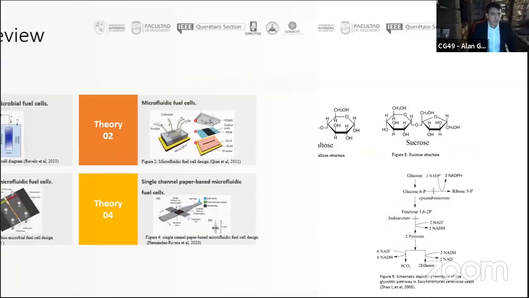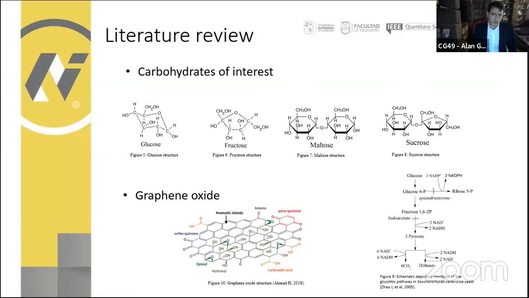Some more literature review. As I said, the carbohydrates that we're interested in consuming with our microfluidic fuel cell are glucose, fructose, maltose, and sucrose. Glucose and fructose are two of the most important carbohydrates in every single living organism, since we can get ATP from them, the basic energetic molecule. And in figure 9, I show a small schematic depicting the glycolytic pathway inside Saccharomyces cerevisiae yeast.